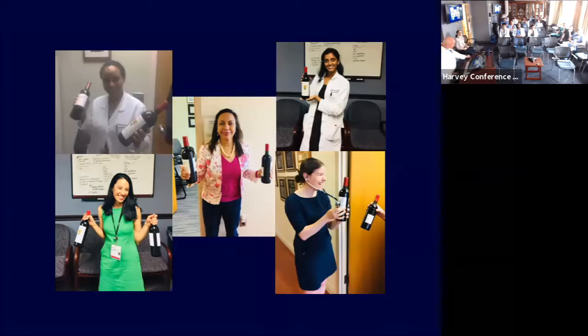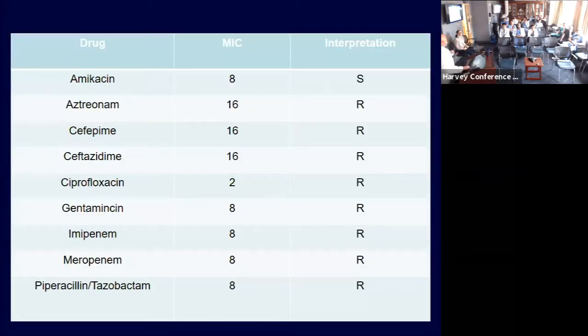So this is really what we would call, and actually the new terminology, we used to call it NDR Pseudomonas, but the Infectious Disease Society of America now talks about it as being difficult to treat Pseudomonas, or DTR Pseudomonas. This is a mess. If you get a Pseudomonas like this, you've got to call us.